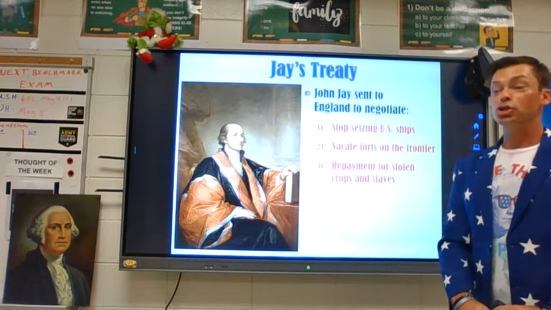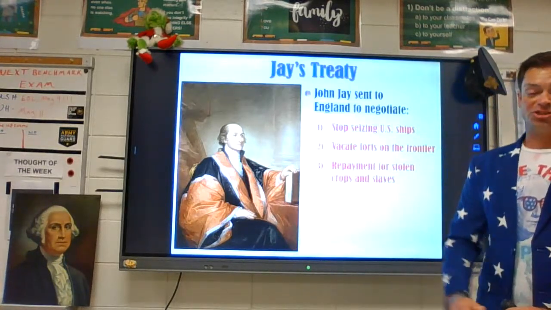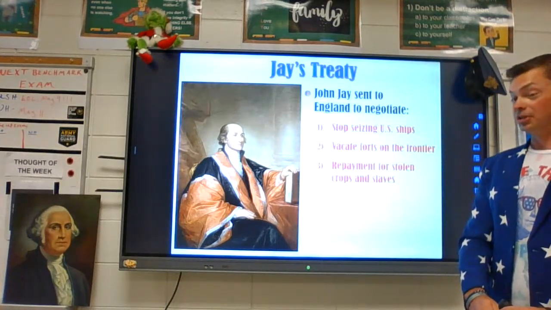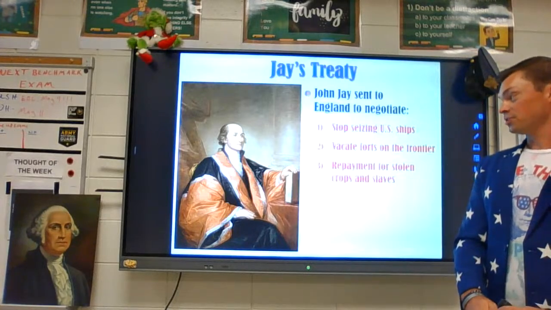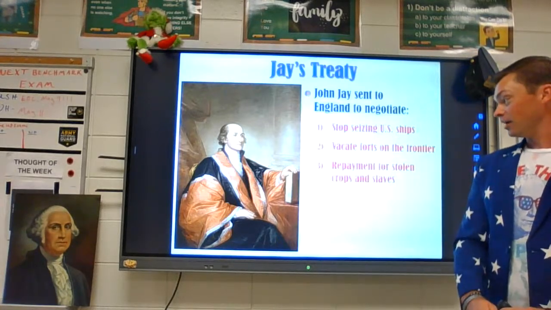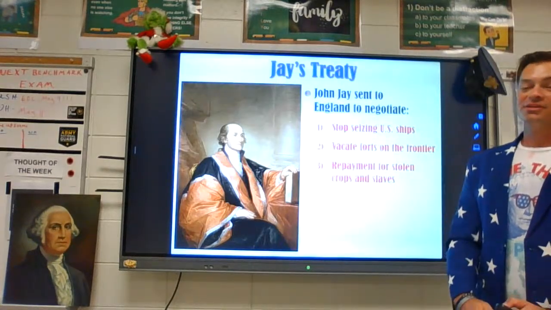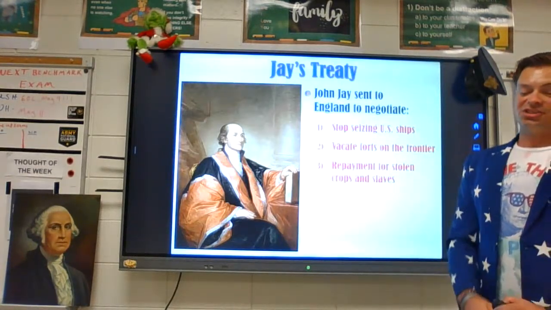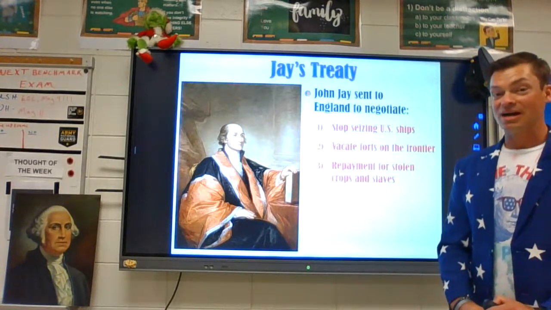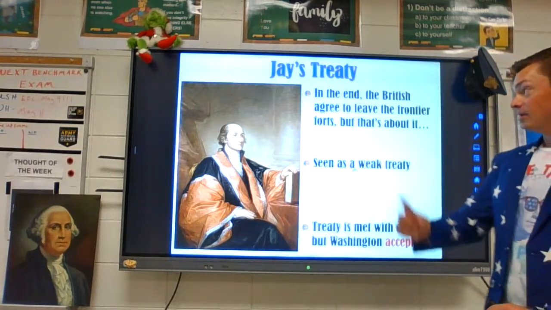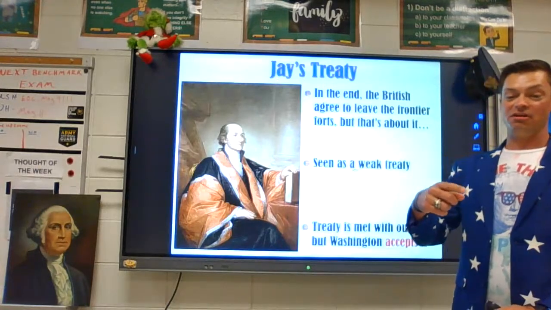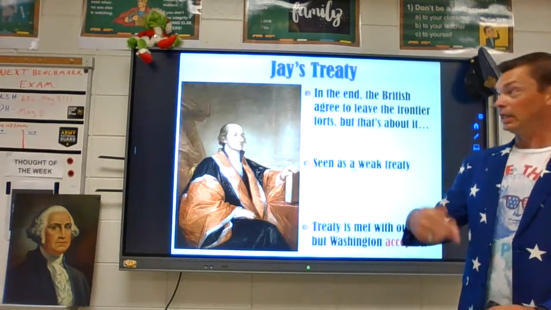Here's what John Jay negotiates. What he's supposed to negotiate: one, stop seizing U.S. ships; two, vacate forts on the frontier; and three, make those payments you're supposed to make. Right, so we got three problems. Let's get three solutions. Here's what John Jay comes home with, and it's not something that's going to make a lot of people happy. In the end, it was considered a very failed negotiation and a very weak treaty.